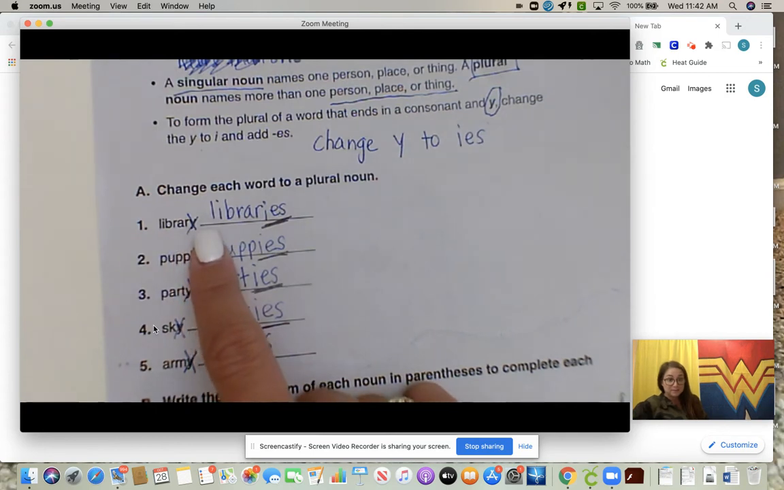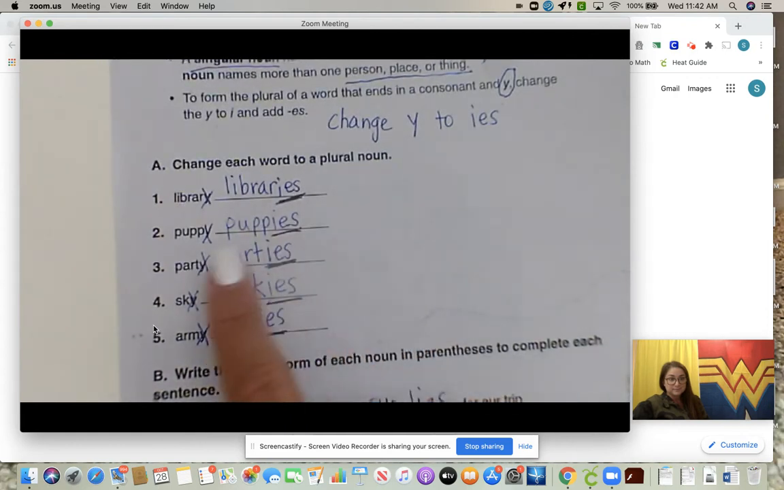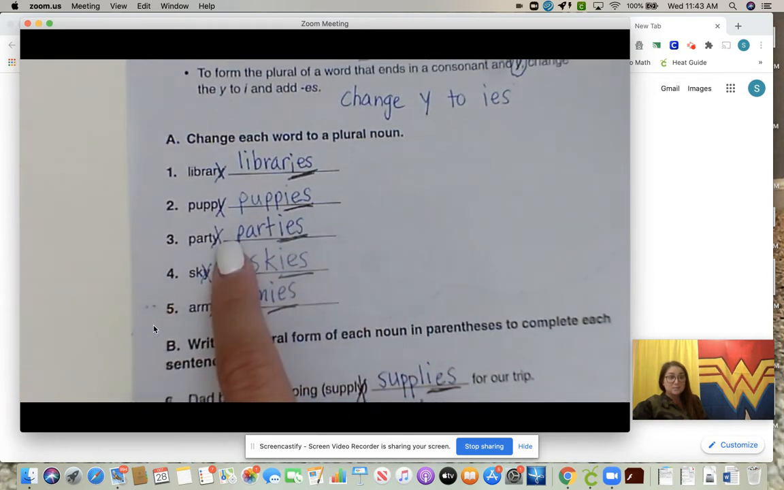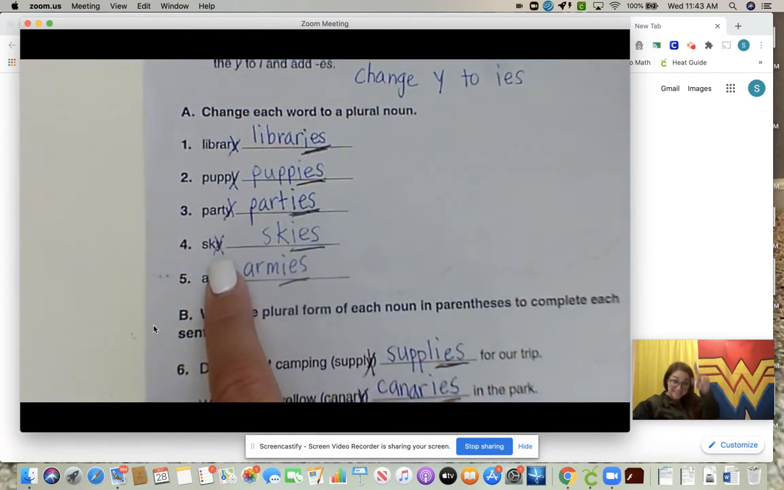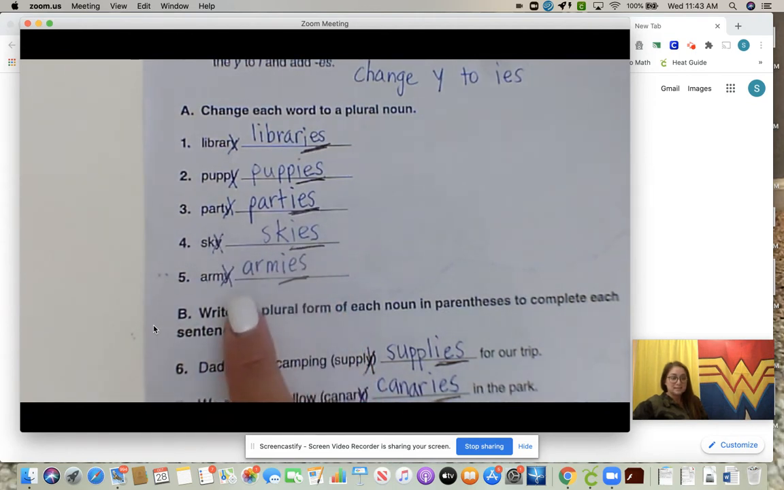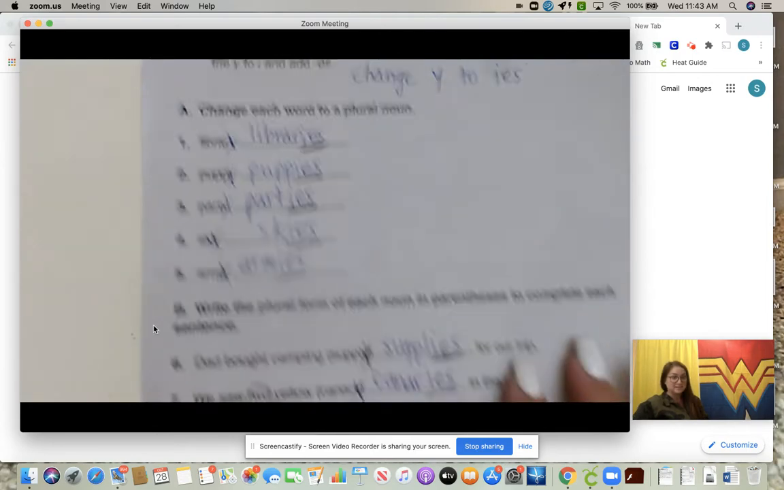Library, that's a place. Drop the Y, add IES. Puppy, that's a thing. Drop the Y, add IES. Puppies. Party, that's a thing. Drop the Y, add IES. Parties. Sky, it's a thing, up in the air. Drop the Y, add IES. Army, drop the Y, add IES.